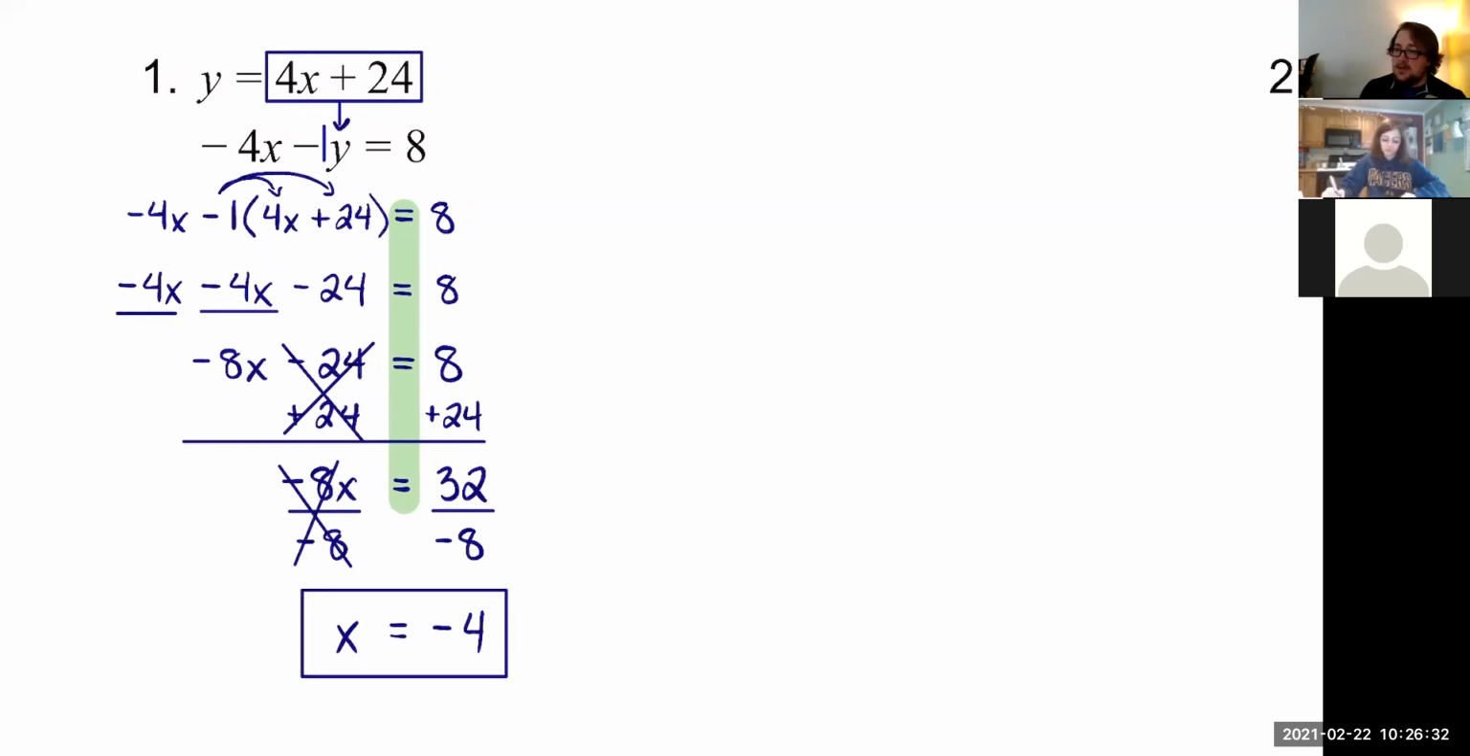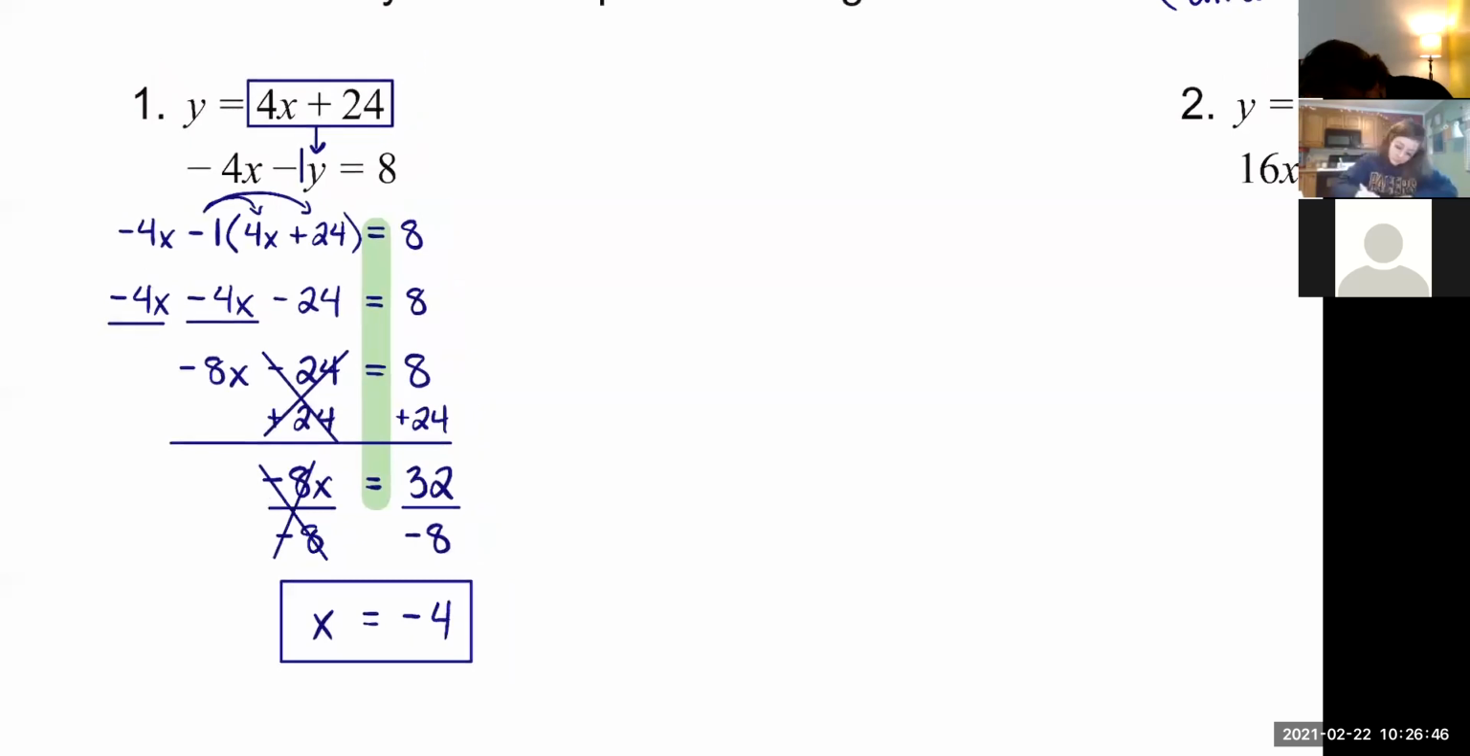I need the y that goes with it. Because remember, we're looking for a point of intersection. And all points are ordered pairs. Ordered pairs have both an x and a y. Now we're in luck. We already have an equation where the y is by itself. Our top equation tells me that y is just 4x plus 24.